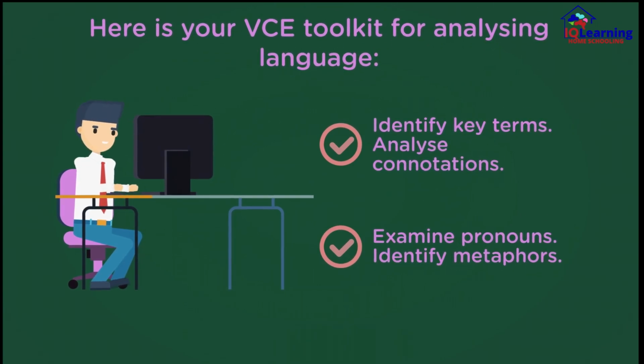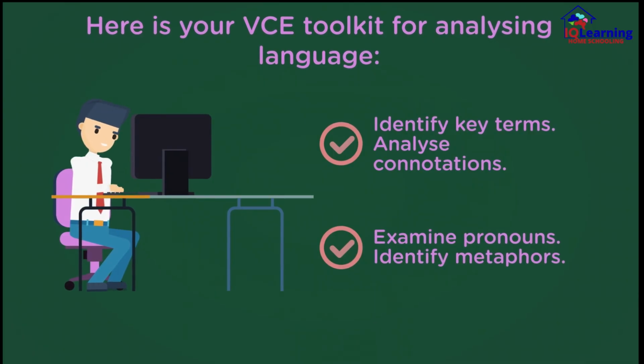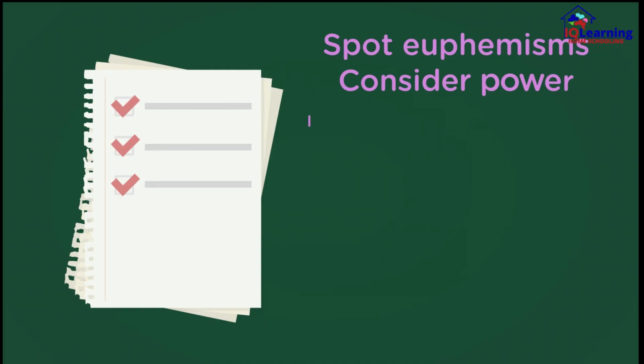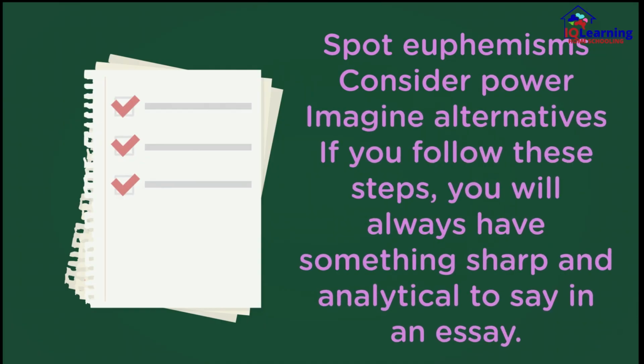Identify key terms. Analyze connotations. Examine pronouns. Identify metaphors. Spot euphemisms. Consider power. Imagine alternatives. If you follow these steps, you will always have something sharp and analytical to say in an essay.